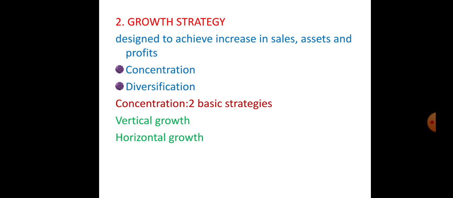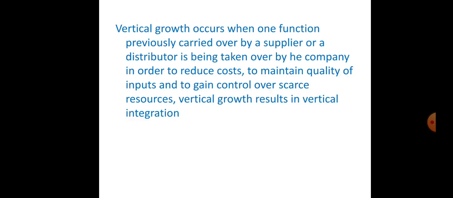The next important category is growth strategy. This is designed to achieve an increase in sales, assets and profits. Here we have two broad subcategories: concentration and diversification. Concentration, here we will be discussing two basic strategies. The concentration happens in two ways: vertical growth and horizontal growth, or vertical concentration and horizontal concentration.